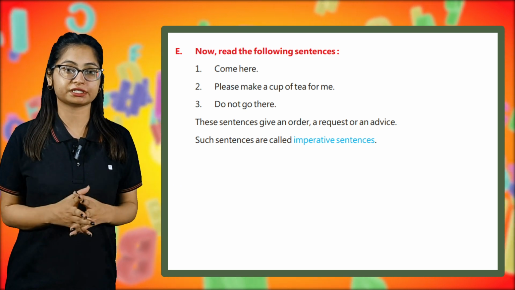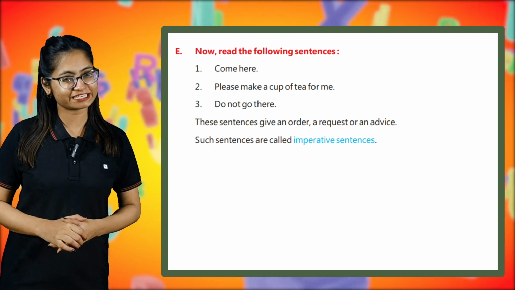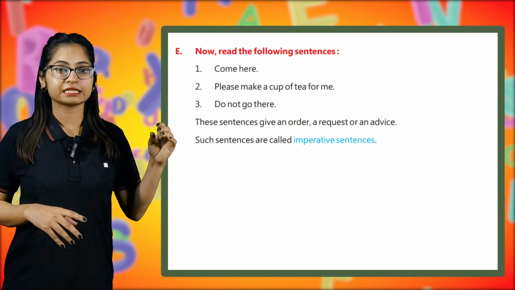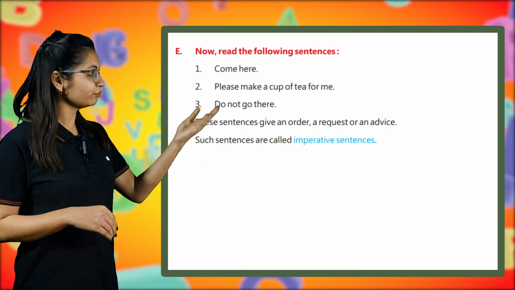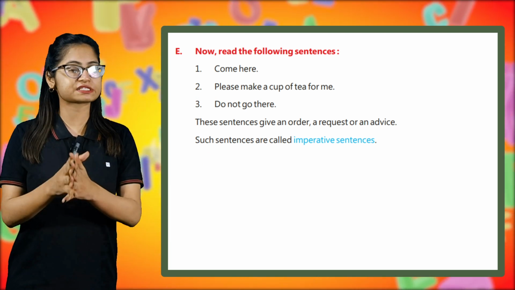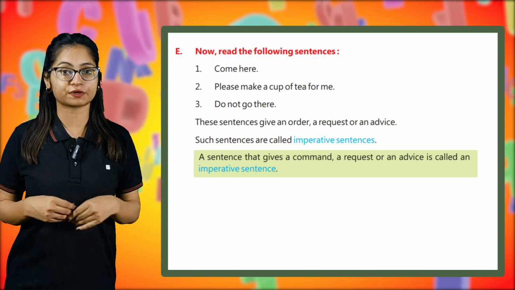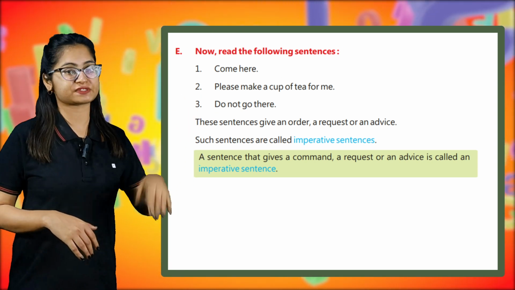First, come here. Second, please make a cup of tea for me. Can you please? Okay, do not go there. Next, these sentences give an order, a request, or an advice. So, such sentences are called imperative sentences. A sentence that gives a command, a request, or an advice is called an imperative sentence.